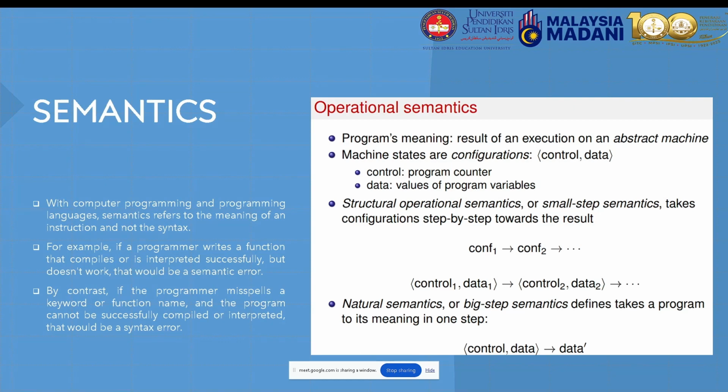For example, here we have operational semantics. It defines the result of execution and also for the abstract machines. For example, we have machine state configurations, control and data. If a programmer writes a function that compiles or is interpreted successfully but doesn't work, that will be a semantic error. Semantic refers to the instruction error.